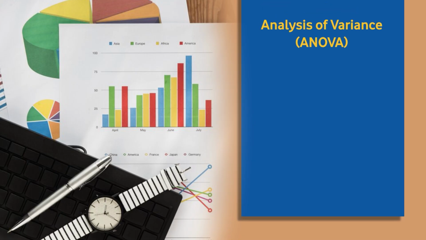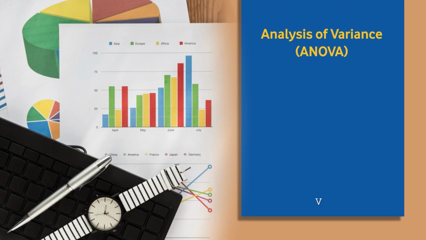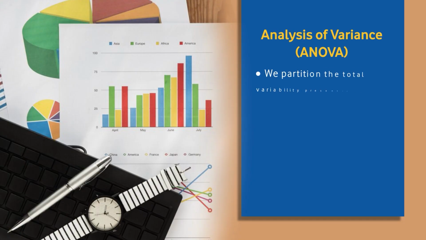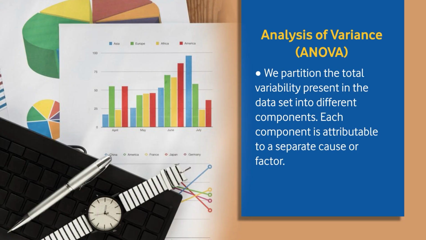Now, what is analysis of variance? Two-way analysis of variance is basically an extension of one-way analysis. In general, in analysis of variance, which in short we call ANOVA, we partition the total variability present in the data set into different components. Each component is attributable to a separate cause or factor. So, the factors should be identifiable and attributable.